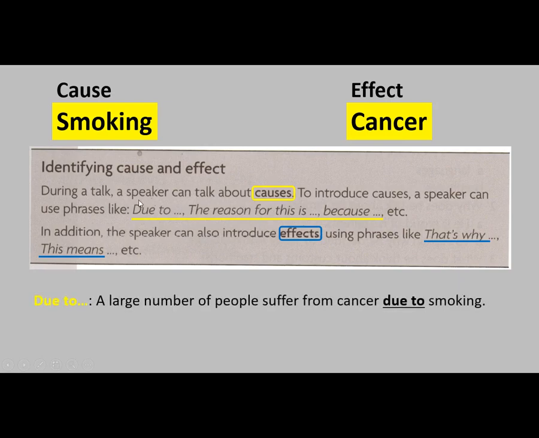Now let's focus on due to first, and we are going to talk about the relationship between smoking and cancer. How do you use due to? A large number of people suffer from cancer due to smoking. So smoking is the cause, and we can use the word due to introduce the cause. Let's read it again. A large number of people suffer from cancer due to smoking.